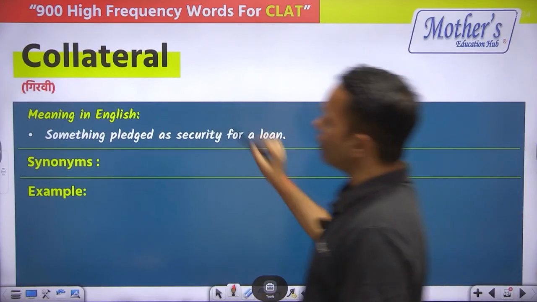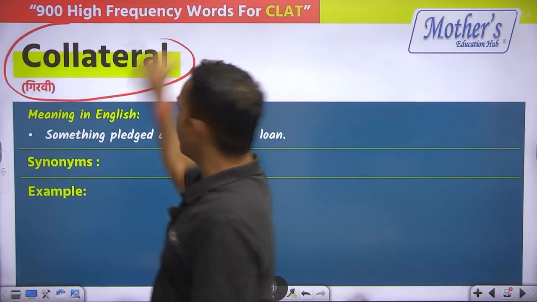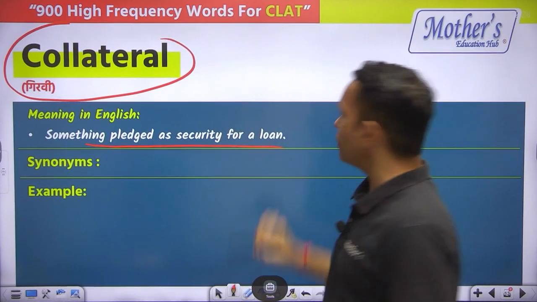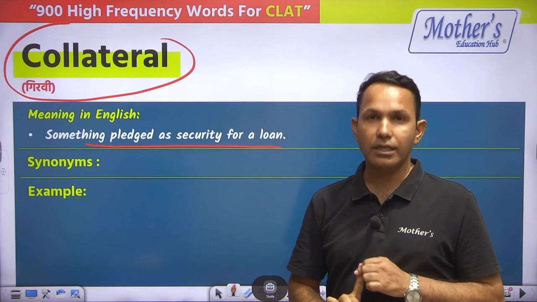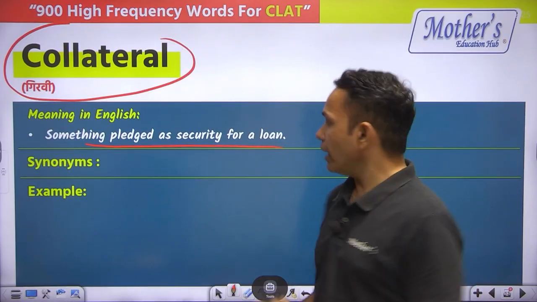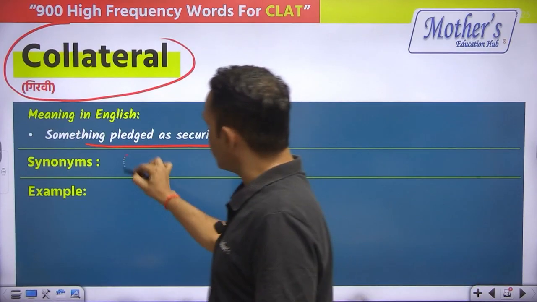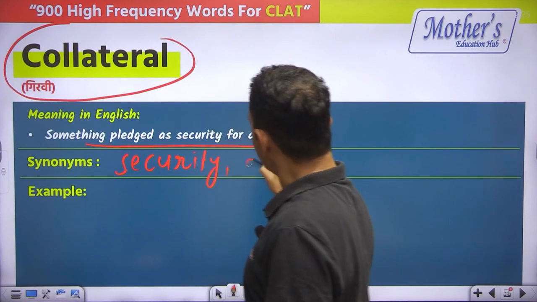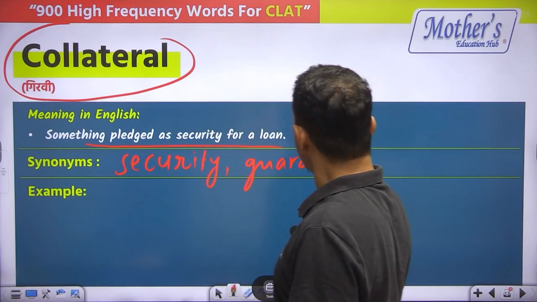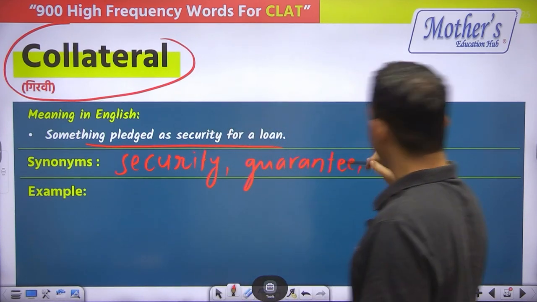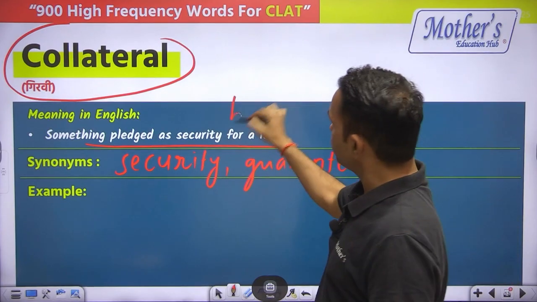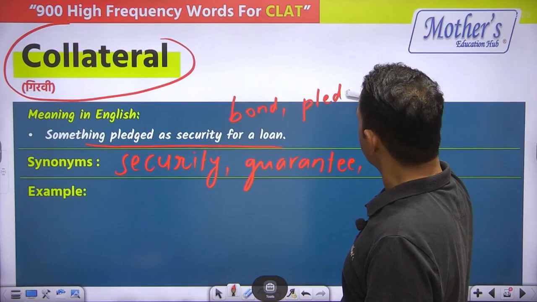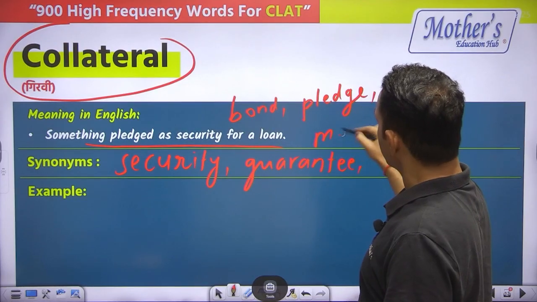Our next word is collateral. Dear students, collateral means something placed as security for a loan. And the similar words are security, guarantee, bond, pledge, mortgage.